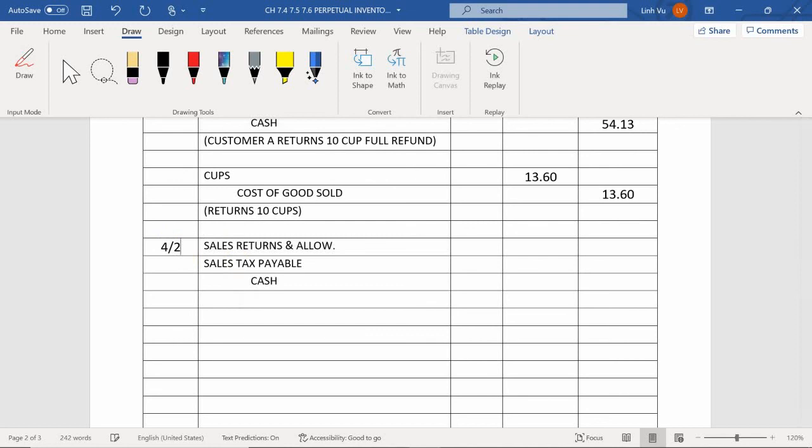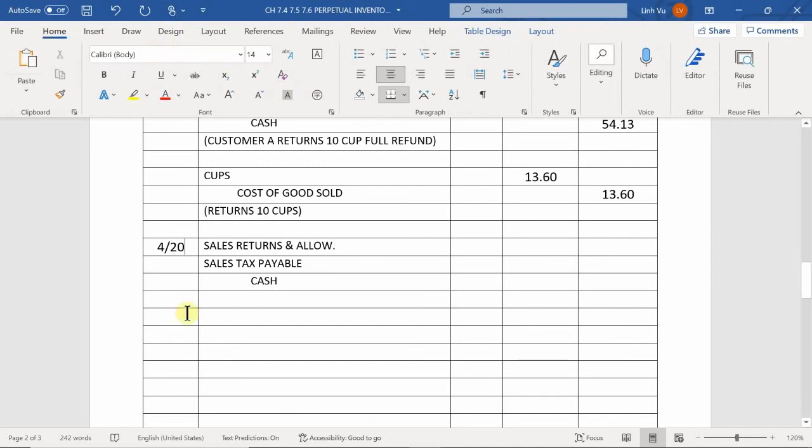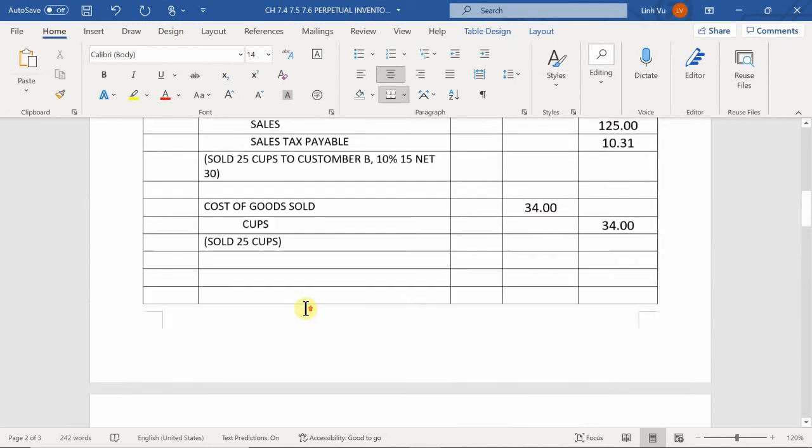So how much is going to be the sales returns and allowances if the customer is attempting to return 25, but we're only giving a 15% discount?